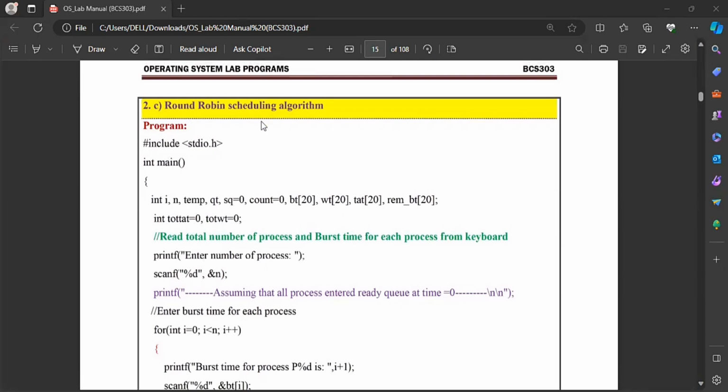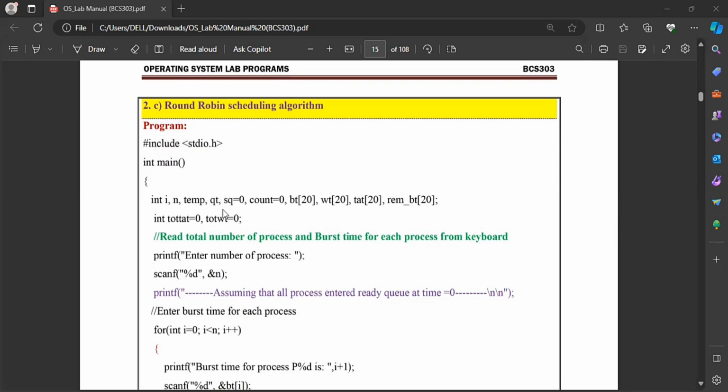About the round robin scheduling algorithm. Here we are considering the time quantum. Based on that time quantum, we are allocating the processors to the CPU. Every process will be allocated based on the time quantum itself, so every process will have an equal time quantum.